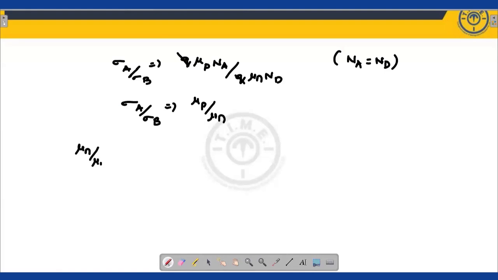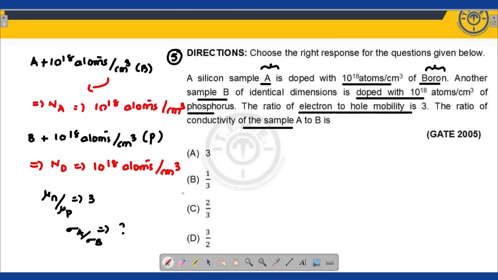Mu n by mu p, he has given itself is equal to 3. So mu p by mu n becomes 1 by 3. So here the answer itself, the ratio of A to B conductivity, is option B, my dear friends. If it has given 1 by 3, then you are getting 3. But he has given itself is 3, then you are going to get 1 by 3.